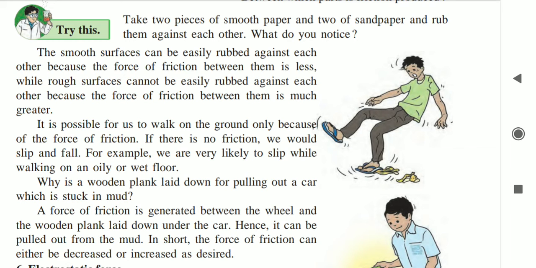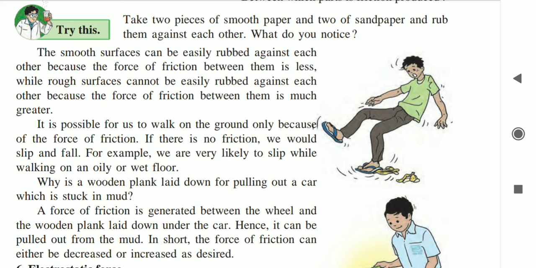What happens there? First of all, why does the car get stuck in the mud? Because the mud has become wet. When there is an excess of water, the mud becomes soft. So when the wheel gets stuck in the mud and you try to pull it out, it won't come out. The wheel will keep moving there and there at one place and it will not come out of the mud. So what is the way of removing the wheel? Putting a wooden plank below the wheel.